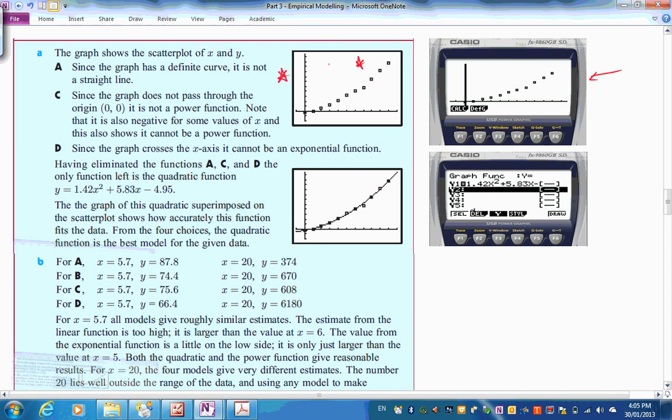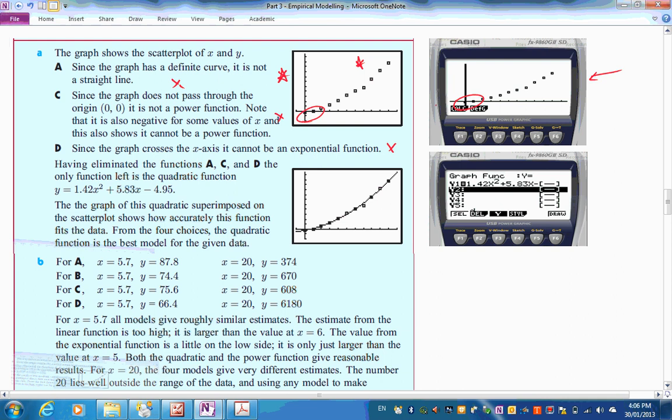So let's go one by one through the functions. It's got a definite curve, so we're going to cross out straight line. Now, the graph doesn't pass through the origin, so it's not a power function. And you see here it's below there because it went into the negatives. So it's not a power function, and it goes into the negatives, so that's another reason for it not being a power function. We won't go into the negatives. Since the graph crosses the x-axis, it can't be an exponential function. So we've crossed all of those out.